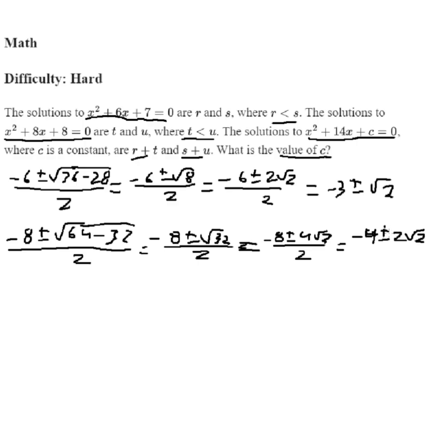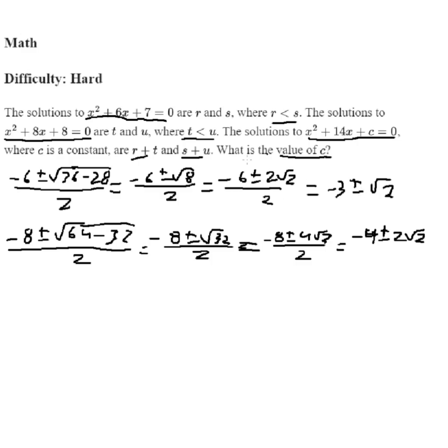Right, so now that we have the roots for each equation, we can realize that if r is less than s and t is less than u, then r and t are going to be the roots where it's negative 3 minus square root 2 and negative 4 minus 2 square root 2, because that is going to give you a lower number than if you were to add.